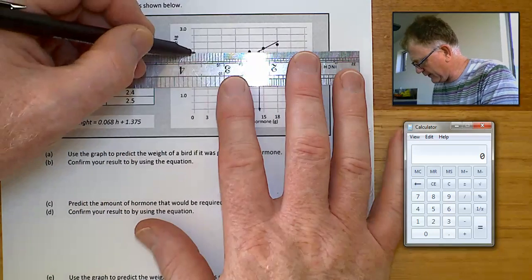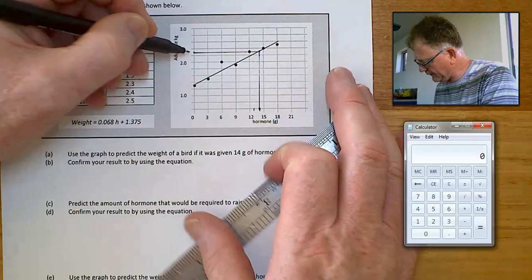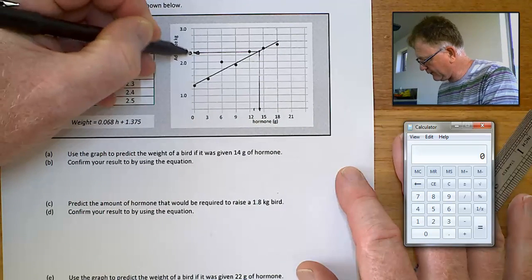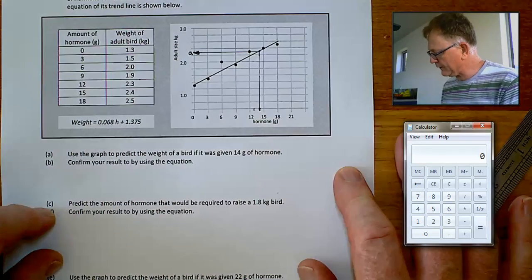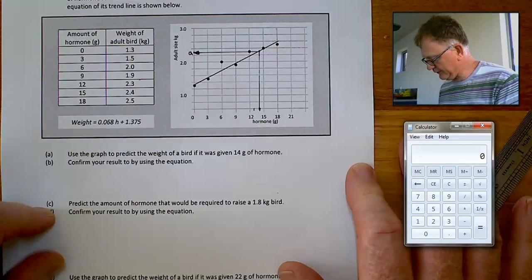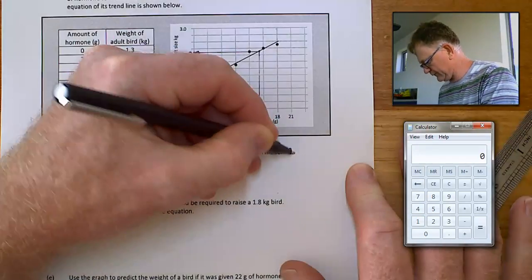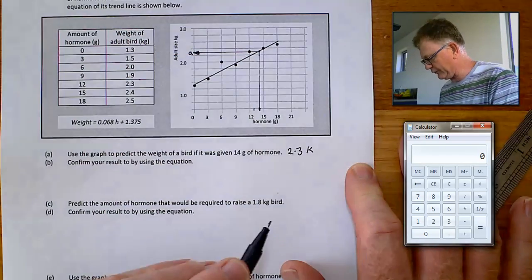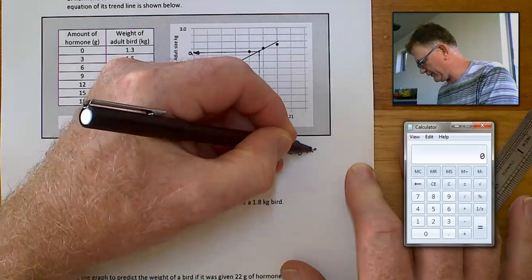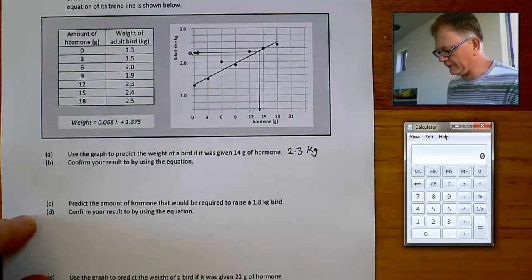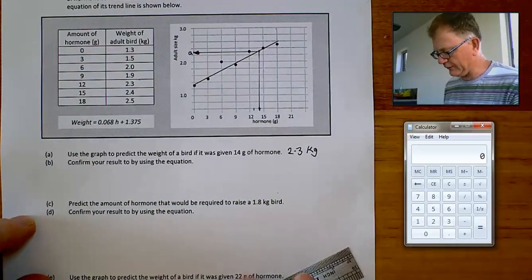And using the graph, I come up with, for question number A, about 2.3 kilograms. Give it 14 grams of hormone, and you'll get a 2.3 kilogram chicken when it grows to be an adult. Now we have to convert the result using an equation.